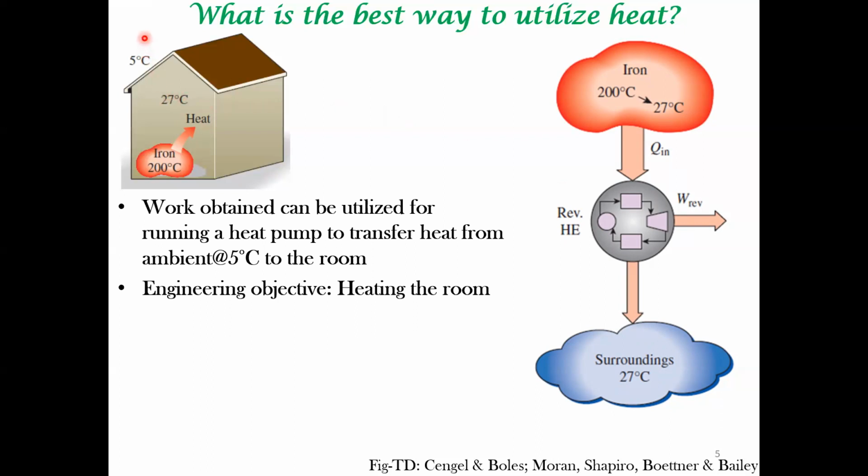That work can be utilized for pumping heat from the ambient, which is at 5 degrees centigrade, to the air inside the room. This work, obtained by running a heat engine between the iron block and the surrounding, can be utilized for running a heat pump. The temperature of the ambience is lower than that of the room, but because of this work, you can run a heat pump and, in principle, transfer more heat into the system. That is the advantage of not transferring heat directly from the iron block to the room; if the heat transfer is accomplished via a heat engine, the work generated can be utilized for running a heat pump.